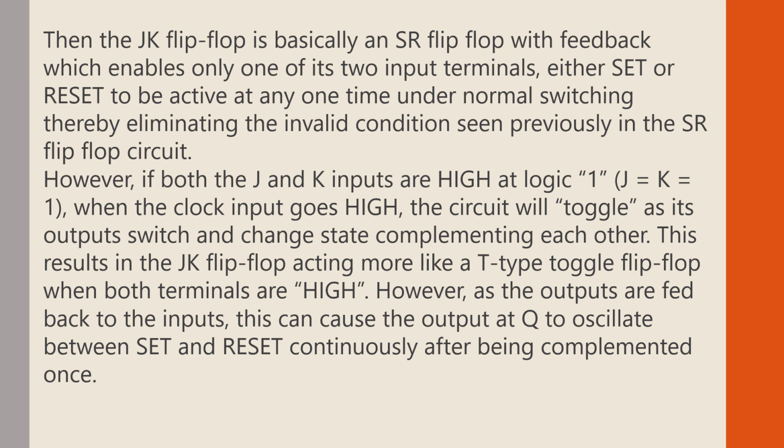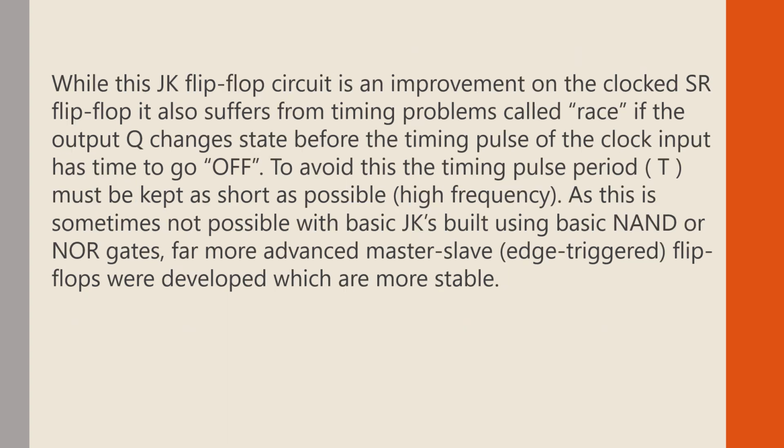However, if both the J and K inputs are high at logic 1, when the clock input goes high, the circuit will toggle as its outputs switch and change state, complementing each other. This results in the JK flip-flop acting more like a T-type toggle flip-flop when both terminals are high.